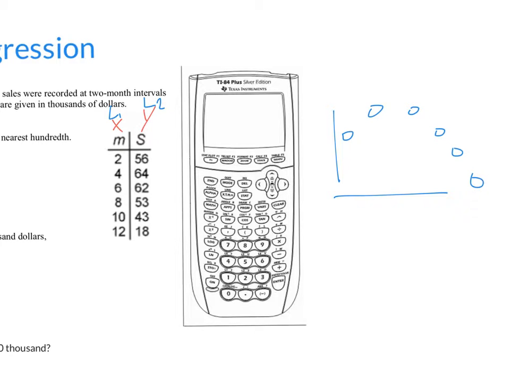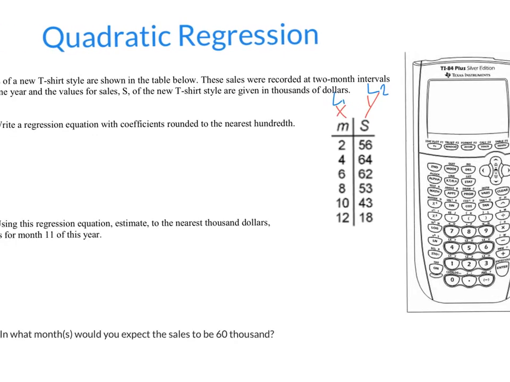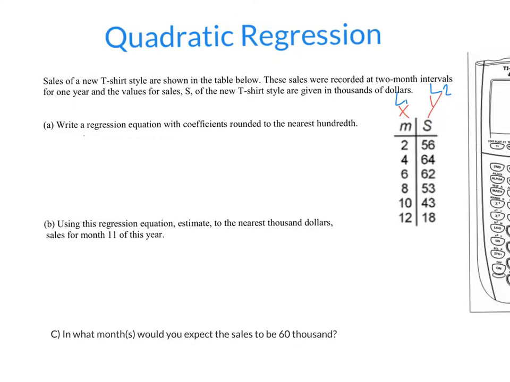If you can visualize it, it is an upside down parabola. So this is an example of quadratic regression, because theoretically if I drew a curve through it, it would look like a part of a parabola. So my curve of best fit in this case is going to be a quadratic. So I'm going to want to fill in y equals ax squared plus bx plus c.